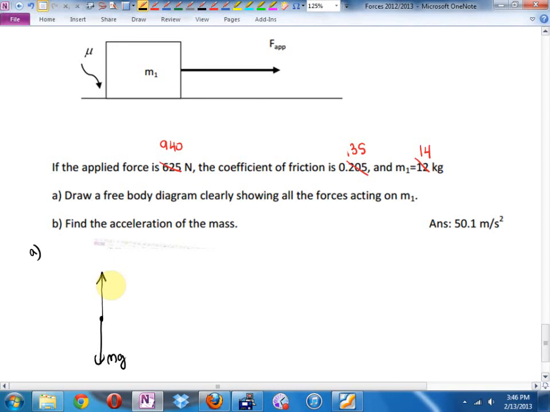What do I call that force from a surface? Darn right, because it's normally there. What else? Well, looking at the diagram, there's an applied force. How do you know there's friction? There's a mu in the diagram, and it talks about the coefficient of friction. And friction would be that way. There's your free body diagram.